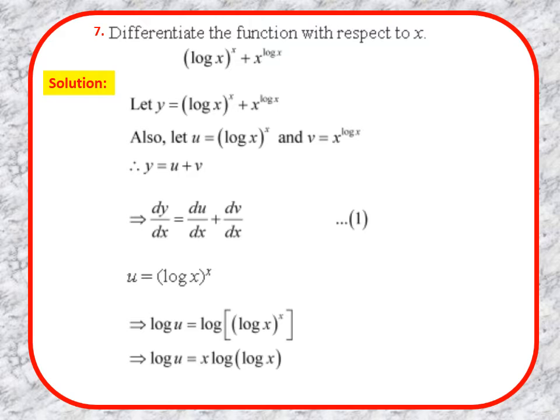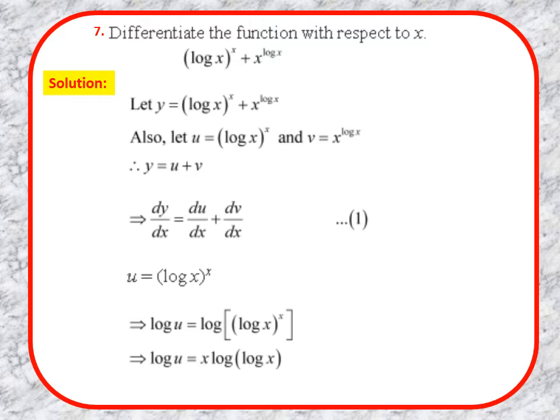So let y be equal to the given function, and also let u be equal to (log x)^x and v be equal to x^(log x). So we are getting y equals u plus v. Differentiating both sides, we get dy/dx equals du/dx plus dv/dx. So we will find du/dx and dv/dx separately and put both the values in equation 1.